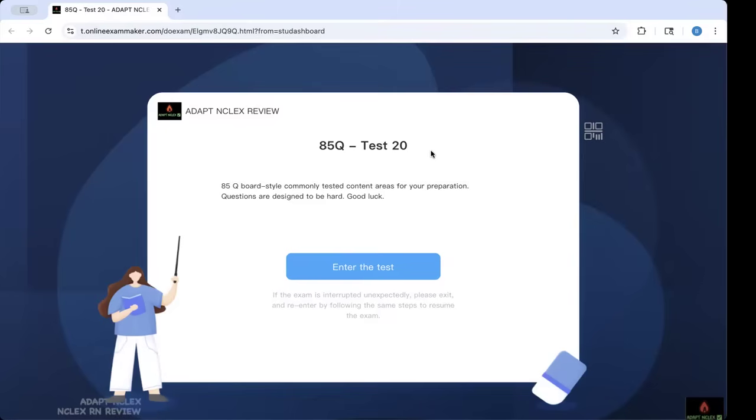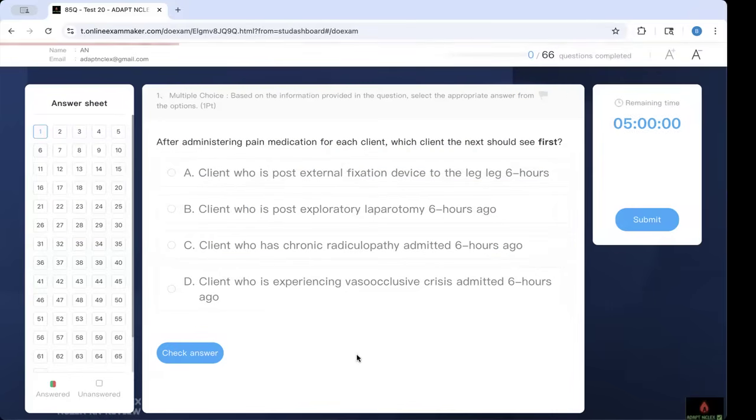Stick around, get a pen and paper, keep track of your record, but let this test number 20 be your mark to pass the NCLEX. Let's get to it. Are you ready? Let's go. Number 1, prioritization.